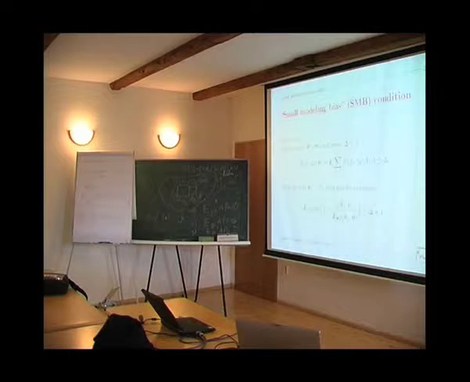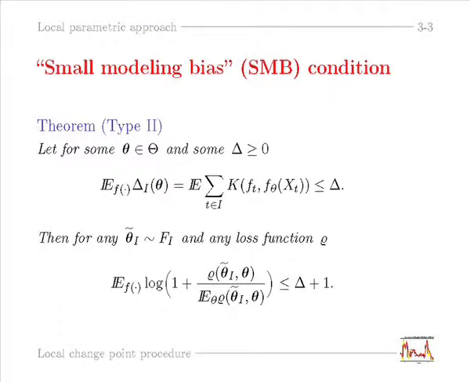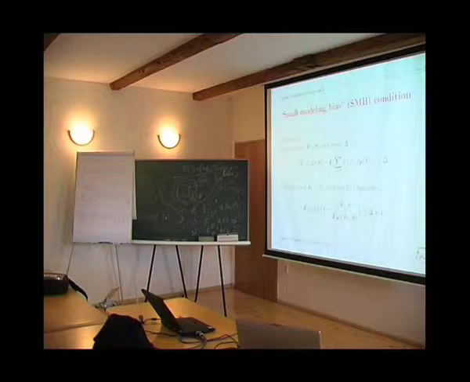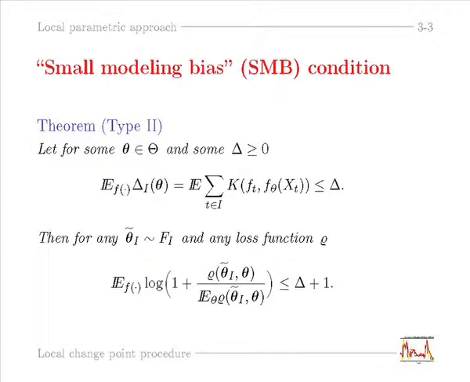And the theorem says if we have this condition, then we have the same type of results. The loss of the parametric estimate, normalized by the risk, is bounded by delta plus 1. So here we have the loss of the parametric estimate divided by the risk in the parametric situation, and look what happens in the real situation, and this is bounded by delta plus 1. This is the same type 2 result as before.